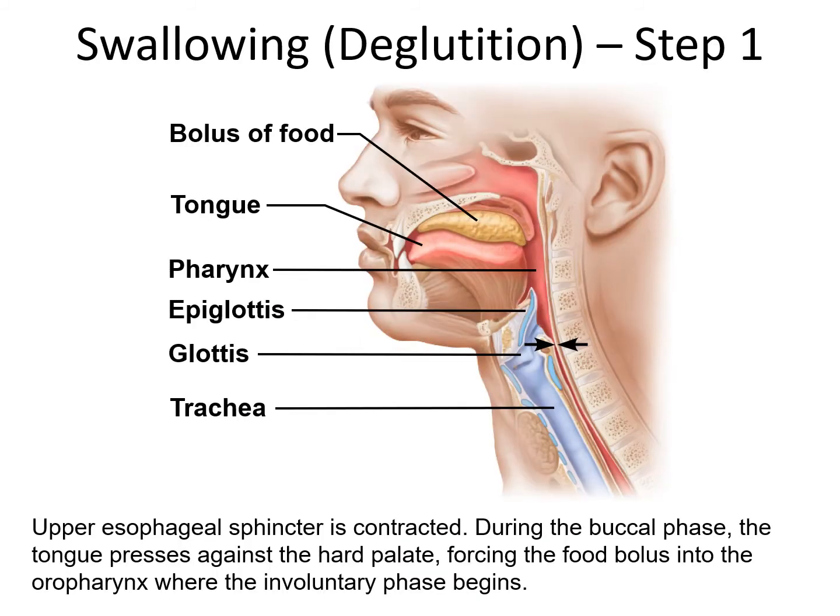Let's have a look at the process of swallowing, or deglutition if you want to be really fancy. We have a bolus of food that's being formed by the tongue. The tongue is pushing the food against the hard and soft palate. This is called the buccal phase. Buccal refers to the mouth, and this is voluntary. Once the food gets lower, you're going to have involuntary responses taking over. And again, by the time it gets past the upper esophageal sphincter, you don't have any more control.